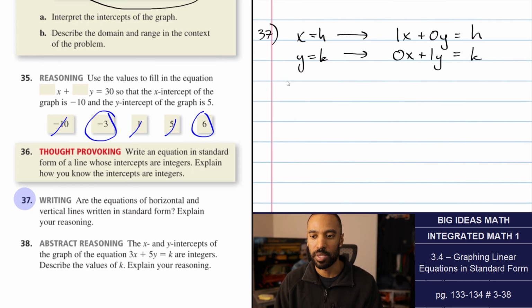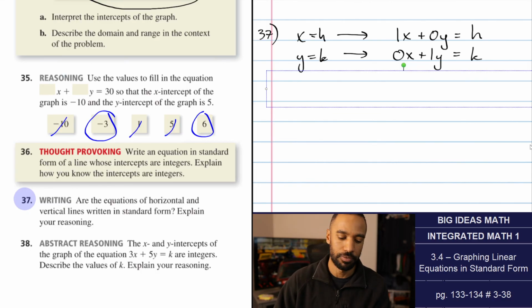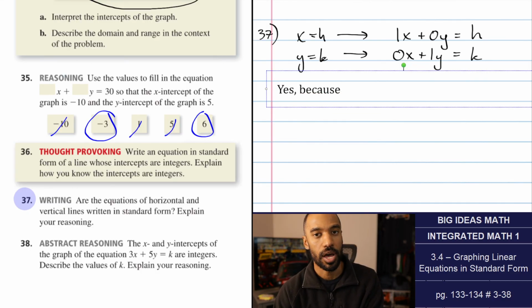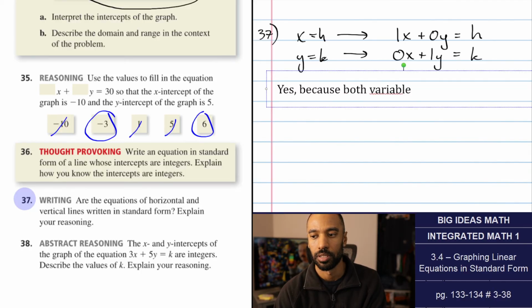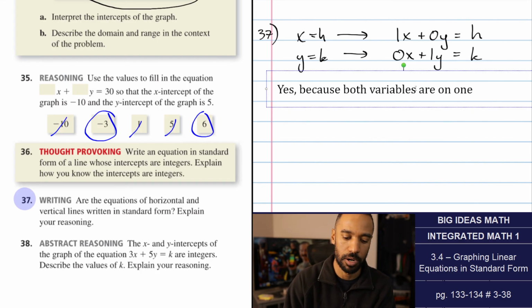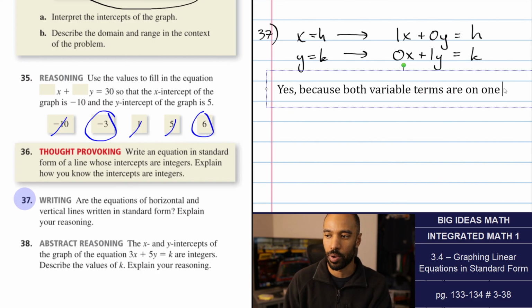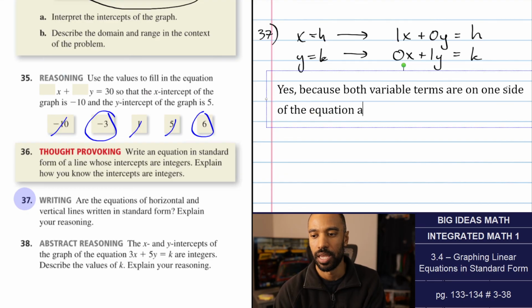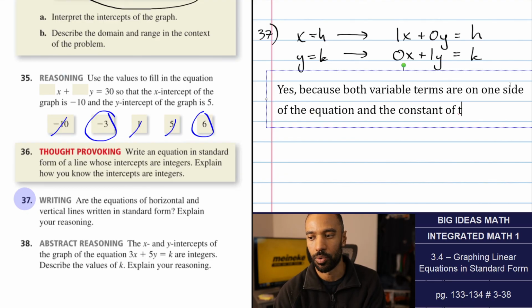The thing about standard form, again, the beauty about the form itself, is that both variable terms are on one side of the equation, and the constant is on the other side of the equation.